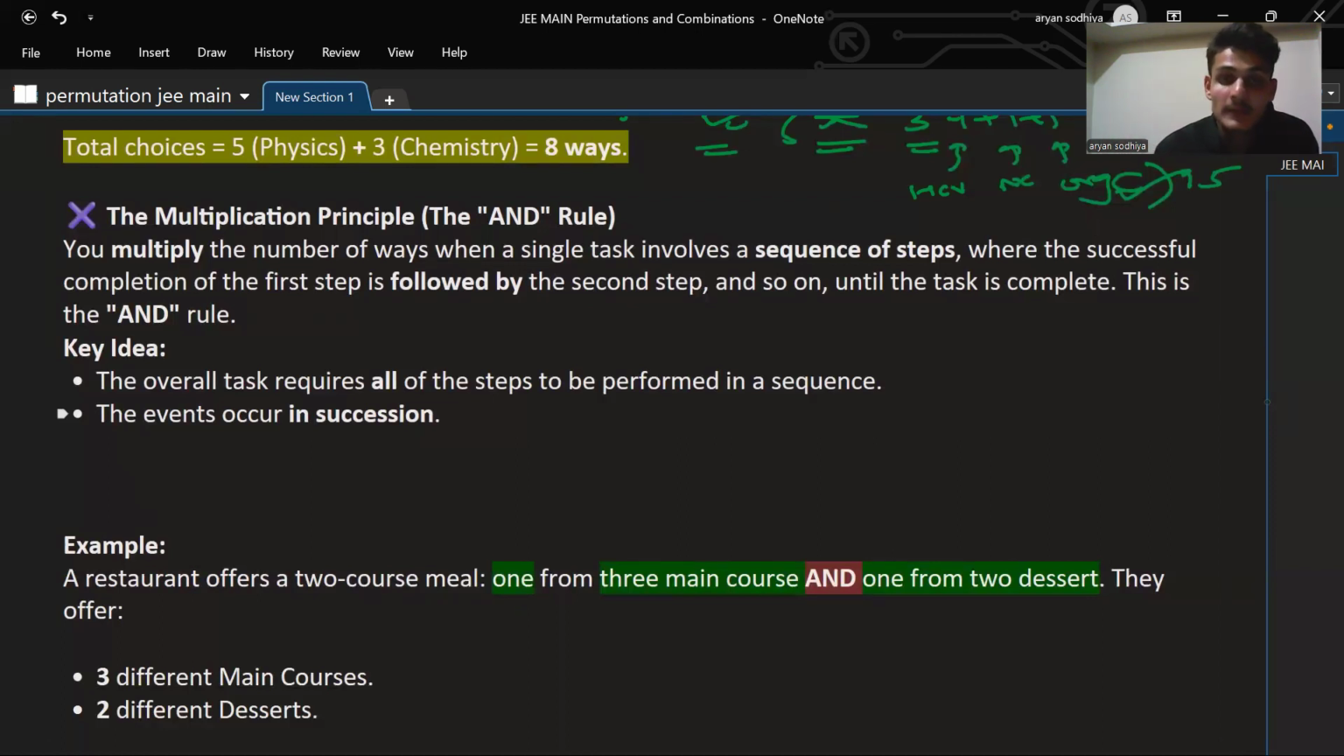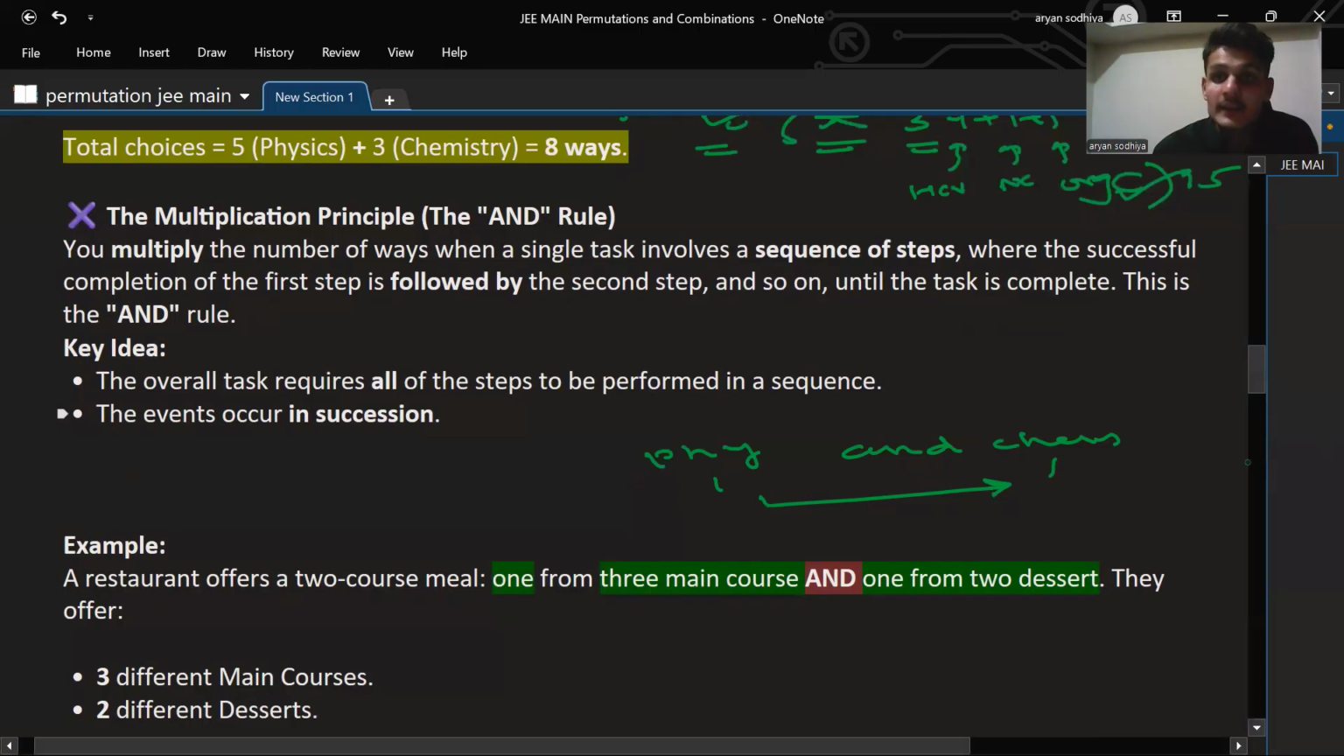As we have discussed in the previous questions, like select one physics book and select one chemistry book. So the task comes in a sequence, non-mutually exclusive. Like if you select one physics book, your task is not over. If that were the case, like if selecting one physics book and your task is over, that means those tasks are mutually exclusive. But this is not the case. You need to select one physics book and you need to select one chemistry book. These both tasks are not mutually exclusive. These are sequential steps.